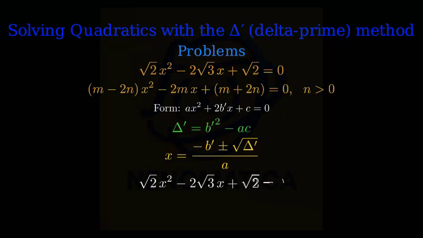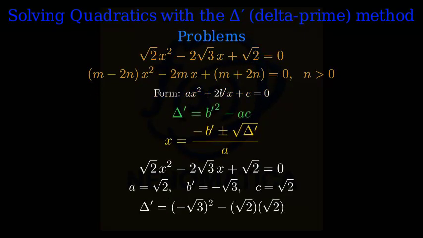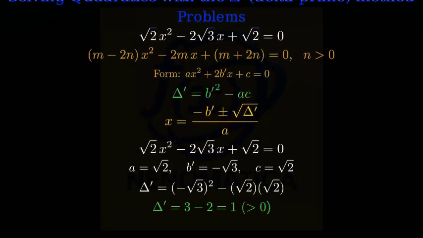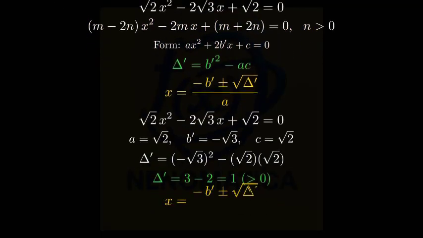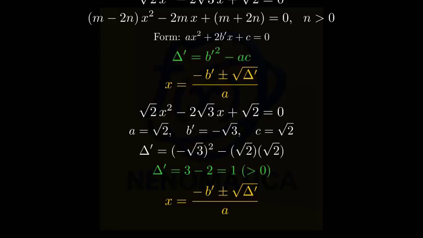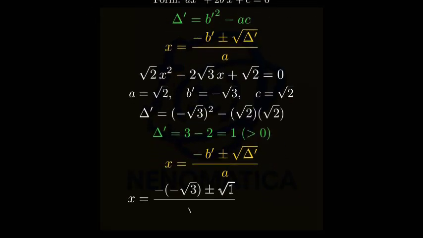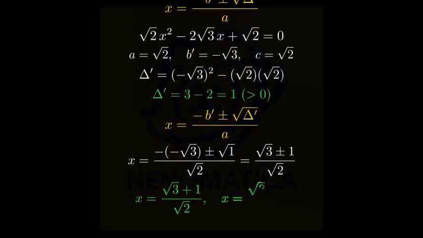Problem 1. First identify a, b prime, and c. Here, a equals square root 2, b prime equals negative square root 3, and c equals square root 2. Compute delta prime equals b prime squared minus ac. That equals 3 minus 2, which is 1, so delta prime is positive. Therefore, we use x equals negative b prime plus or minus square root of delta prime all over a. Substituting gives x equals square root 3 plus or minus 1 all over square root 2. That yields two real solutions.